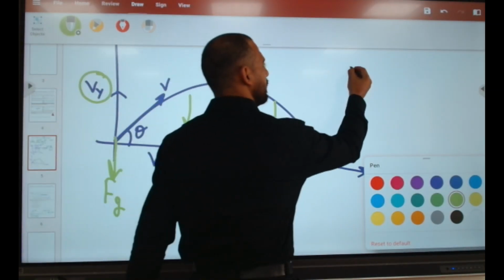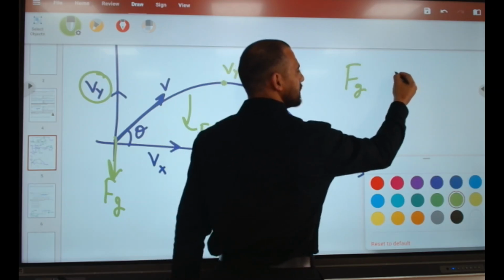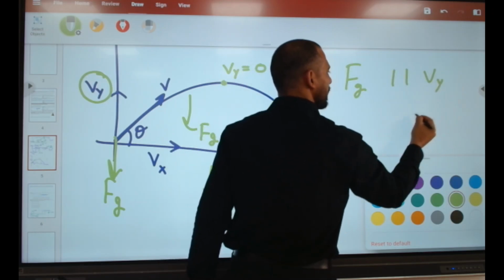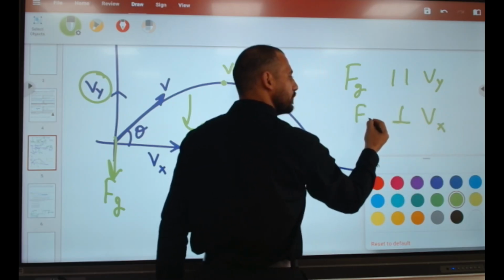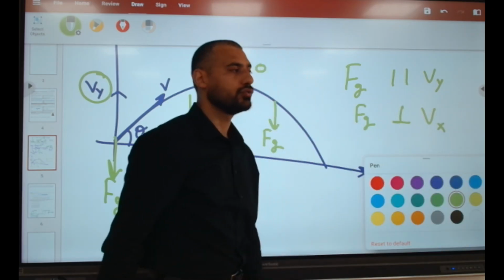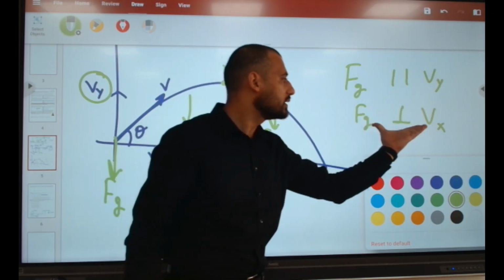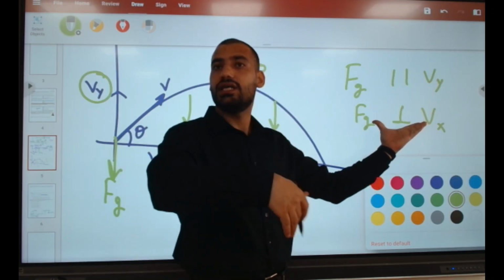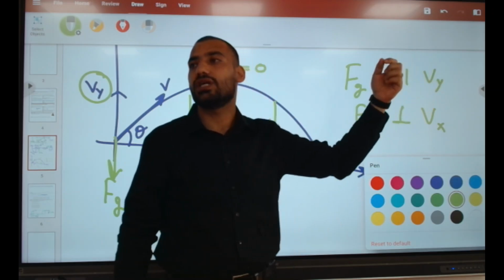The force that is acting, the gravitational force, is in this case parallel to Vy and perpendicular to Vx. So when force is perpendicular to Vx, this will not change the magnitude. When force is parallel to Vy, it will change the magnitude. So this will result in a change in path, a change in direction, while this will lead to the change in magnitude.